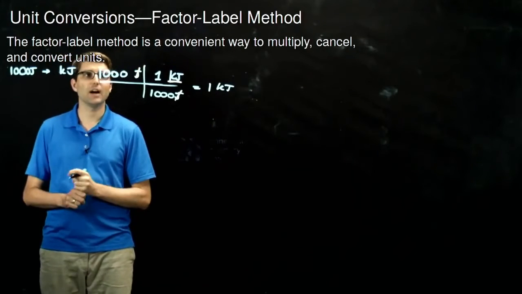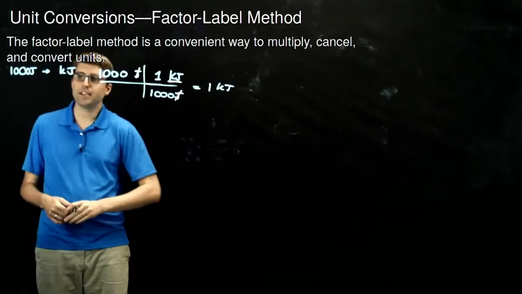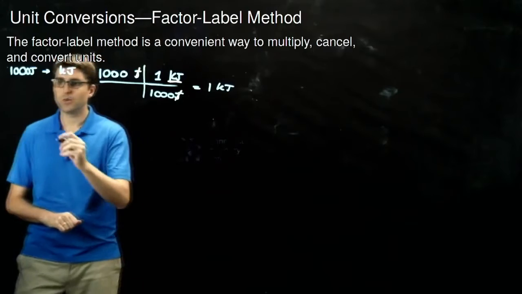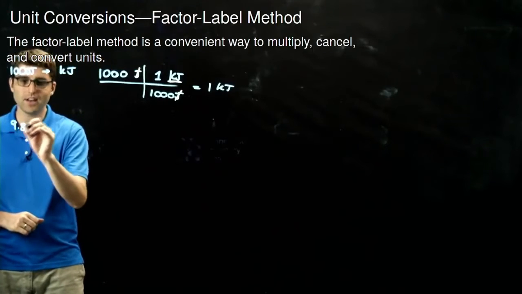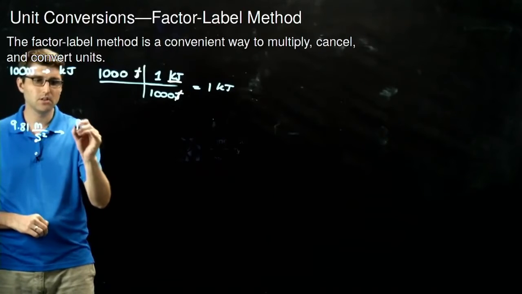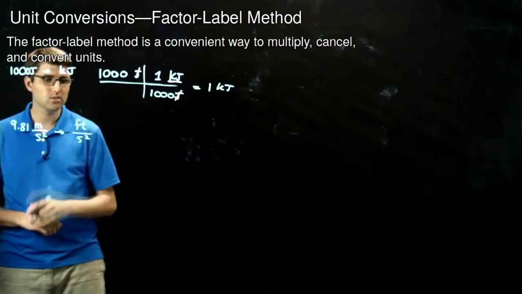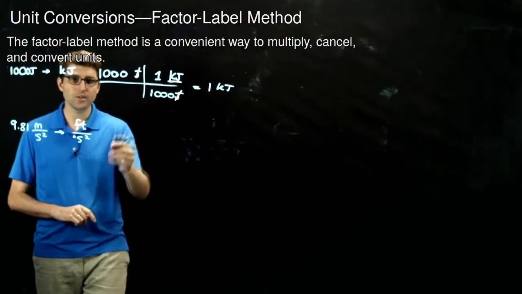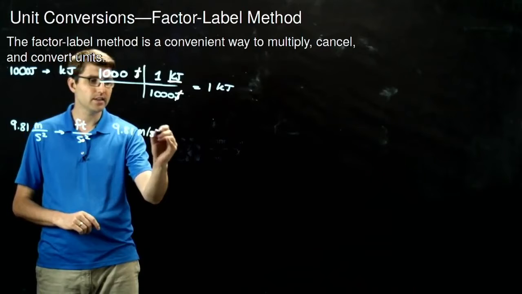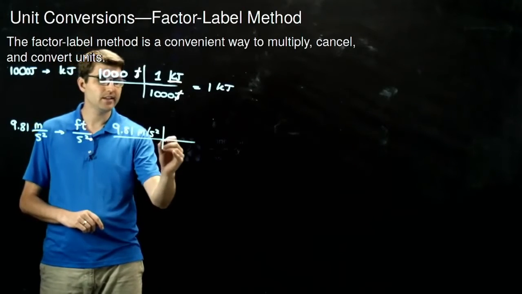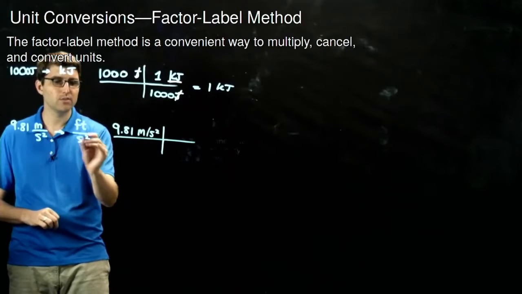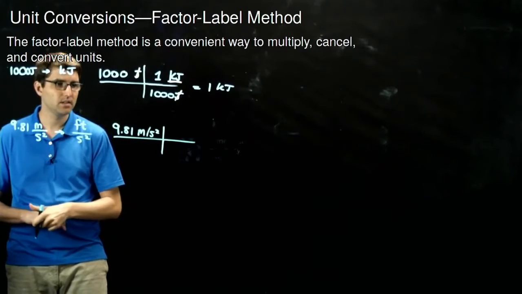So now let's do a little bit more complicated example. Let's convert the gravitational constant from the SI system to the English engineering system. Okay? So we have 9.81 meters per second squared that we're going to convert to feet per second squared. So here I write 9.81 meters per second squared. And I can see in what I'm going for that this also has a second squared. So I don't need to worry about converting the seconds here.